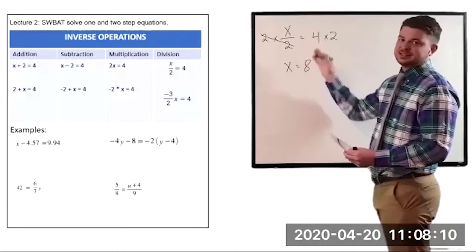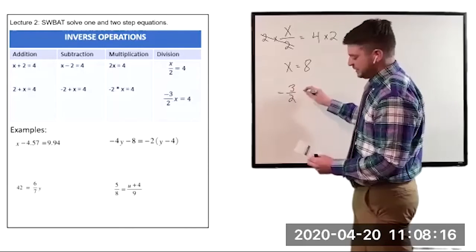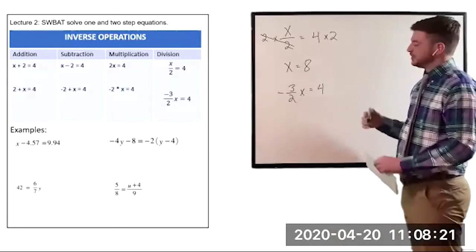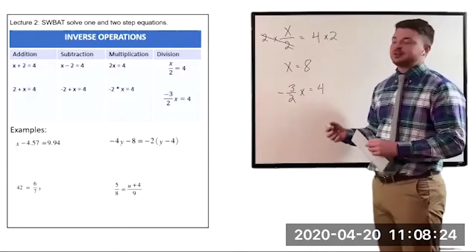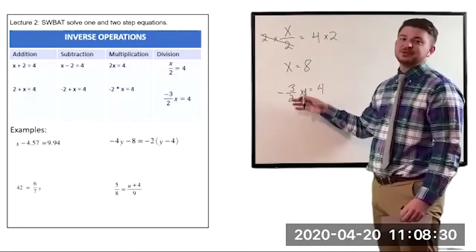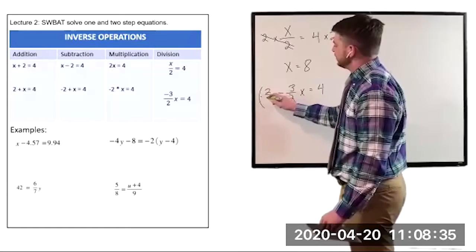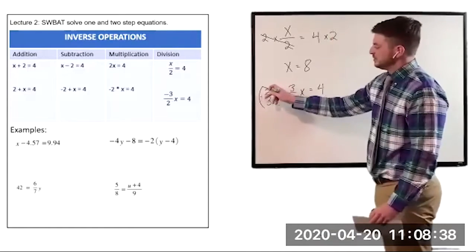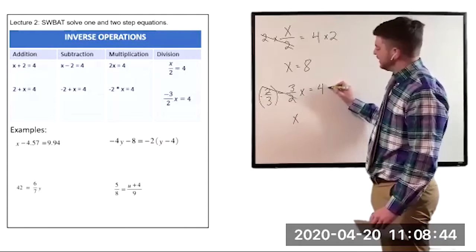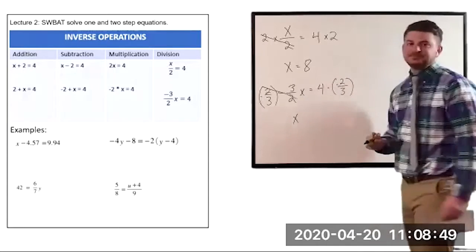So that's easy to see, but like the next example I had, you had negative 3 over 2 x equals 4. That's a little bit harder. And like I said, when you're dealing with these fractions, you just multiply by the reciprocal. So the reciprocal of negative 3 over 2 would be negative 2 over 3. So if we multiply this side by negative 2 over 3, these will cancel, and we'll just be left with an x, which means that then we need to multiply this side by negative 2 over 3, okay?